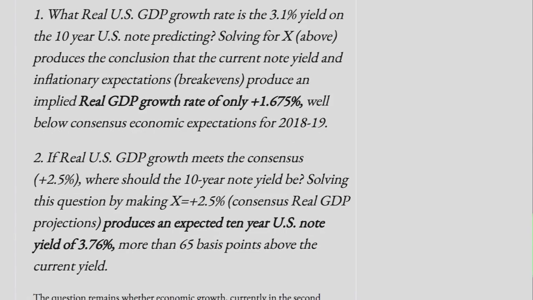Number 1. What real U.S. GDP growth rate is the 3.1% yield on the 10-year U.S. note predicting? Solving for X above produces the conclusion that the current note yield and inflationary expectations produce an implied real GDP growth rate of only a positive 1.675%, well below consensus economic expectations for 2018-19.